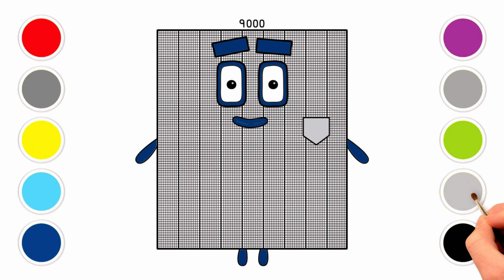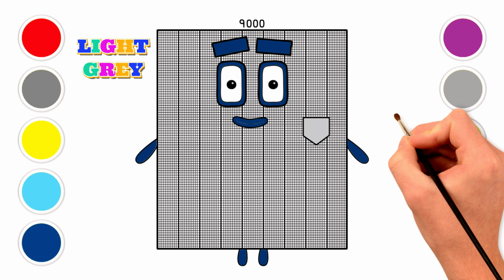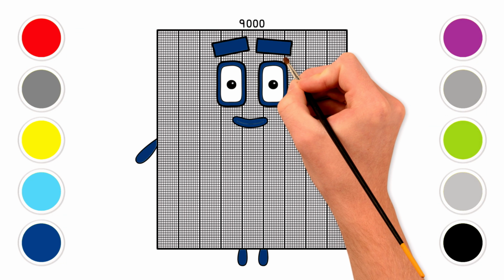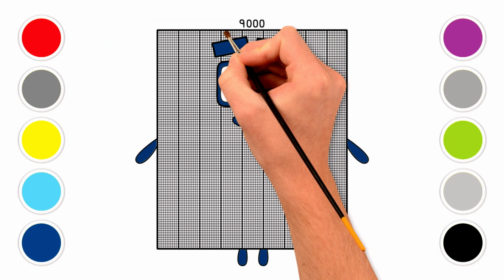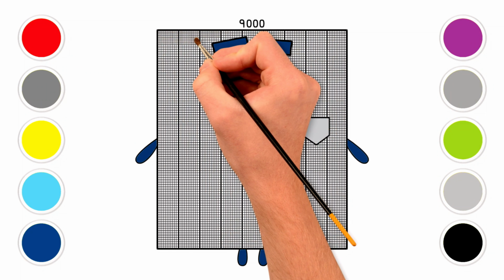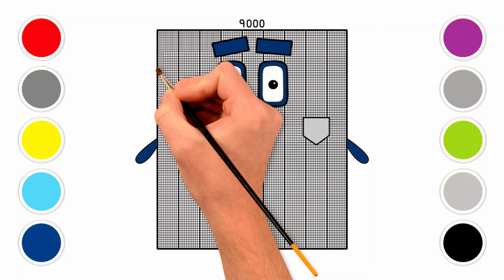Now pick up light gray. Spell light gray, L-I-G-H-T G-R-E-Y, light gray. Color the first 3,000 blocks and the pocket light gray. Color check time. How many blocks have we colored so far? The answer is 3,000. Well done!